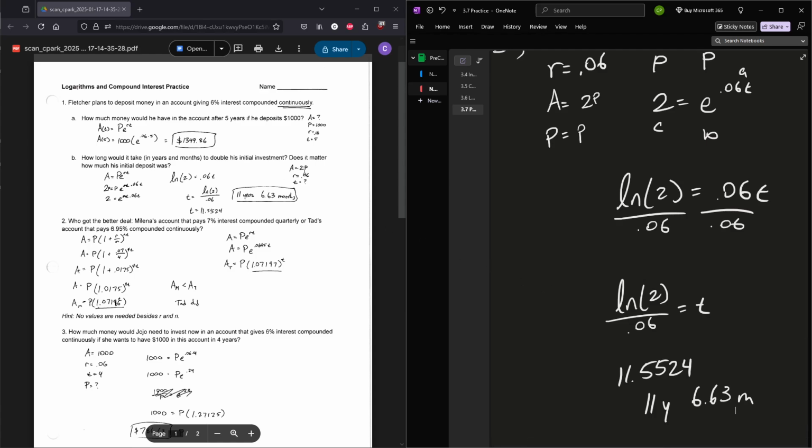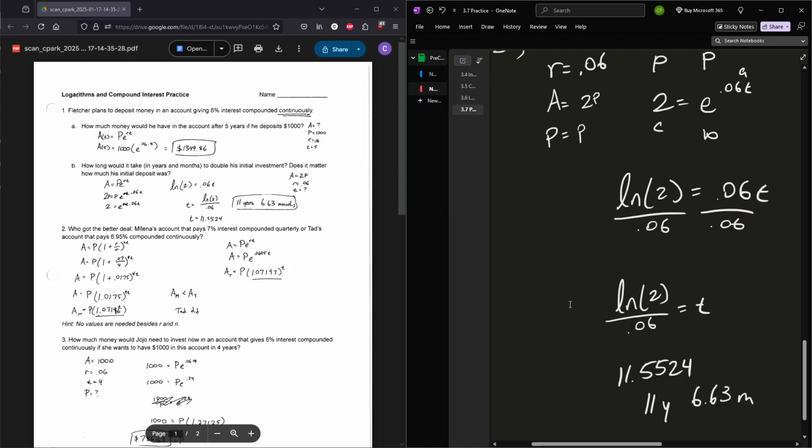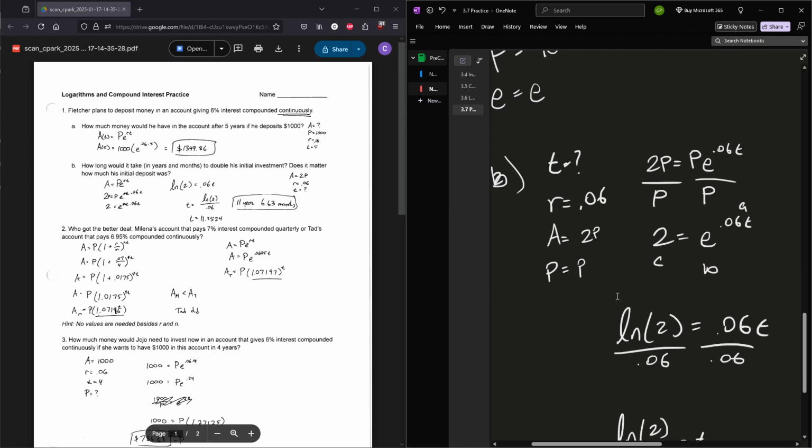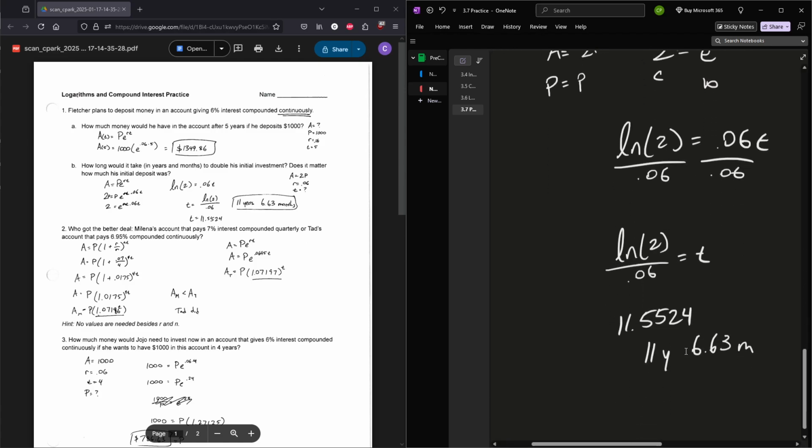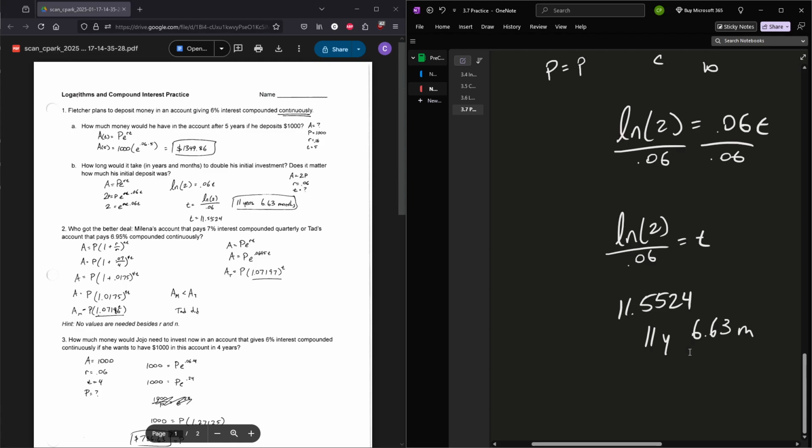And let's take a quick look. It doesn't matter how much his initial deposit was. Let's look back at our work. If P was any value, A will always be 2P. A lot of us, I think, did it where P is 1,000 and A is 2,000, and we divide it. You will always get 2 times that value over that value. So you always get 2. So think about it, we would not care if Fletcher's investment was $1 million or $2 million or 10 million or even just $1 or 2 cents. It will always take 11 years and 6.63 months to double that investment.